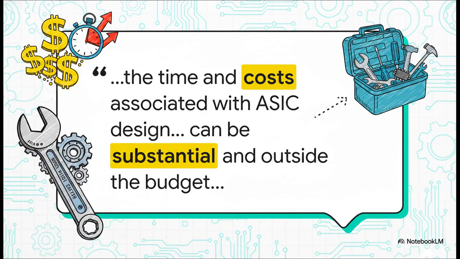And here's the big trade-off. That custom-forged wrench, the ASIC, is the absolute perfect tool for that one specific job. No question. But designing it, building it, and testing it is incredibly expensive and takes a ton of time. And that's exactly why, for most projects, engineers rely on those off-the-shelf, standard product toolkits.